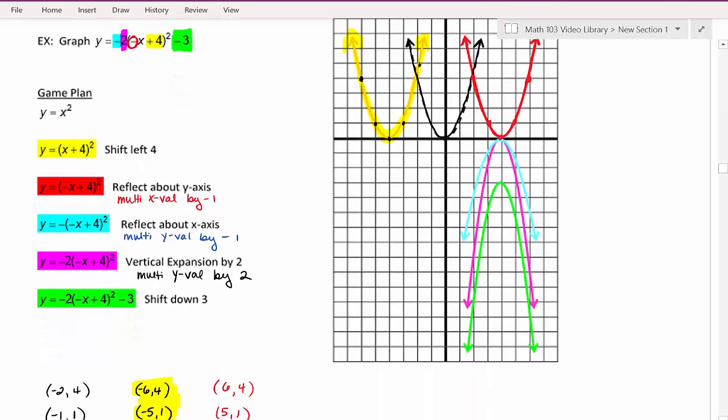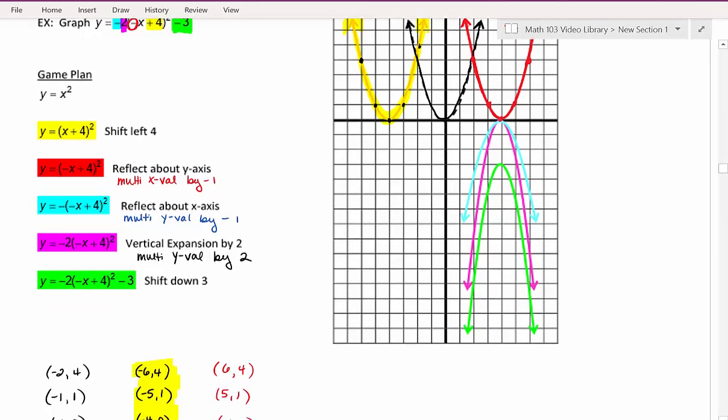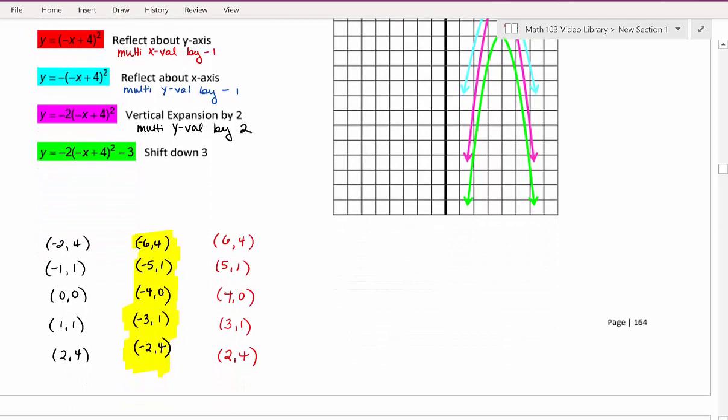At this point, we want to transform that red graph by reflecting it about the x-axis. To get the correct points, we're going to multiply all the red points, all the y values in the red points, by -1. Gives us 6, -4, 5, -1, 4, 0, 3, -1, and 2, -4.